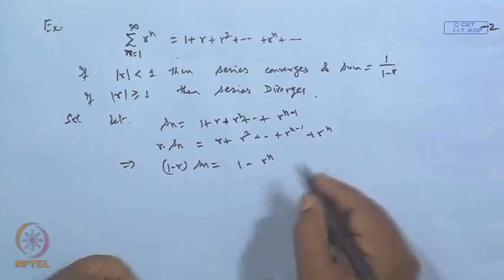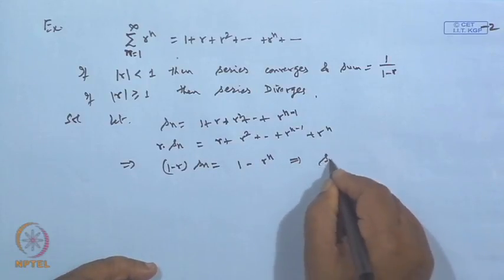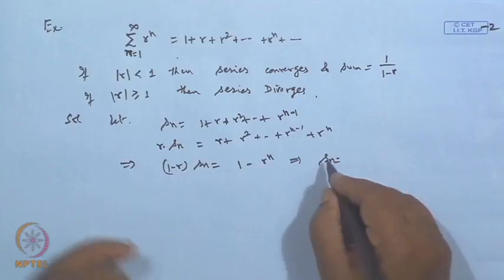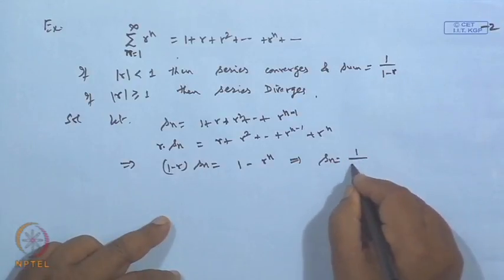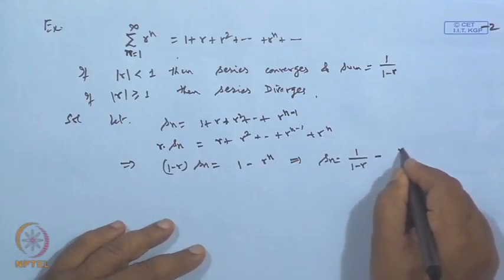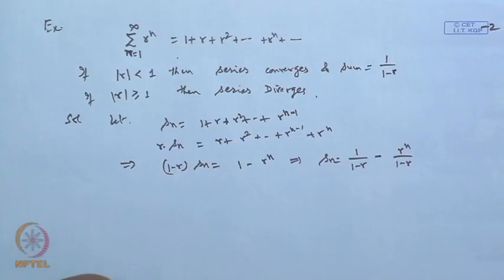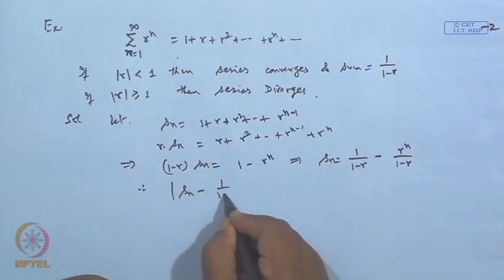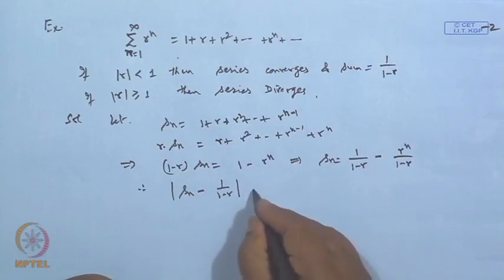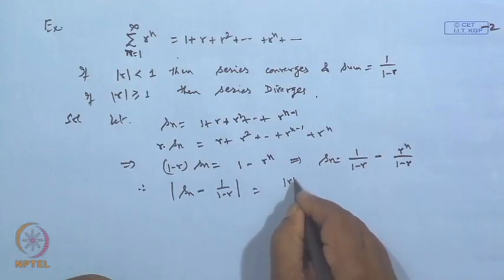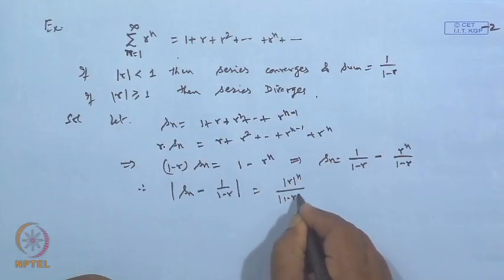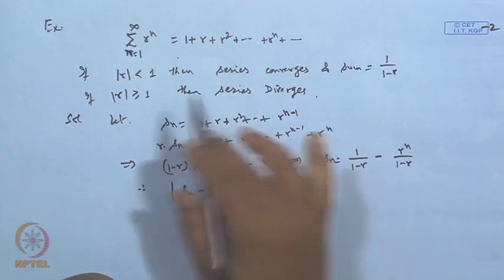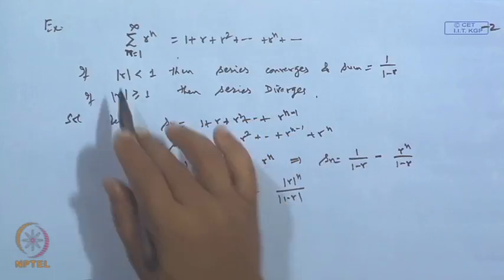So, what we get is S n becomes 1 minus r to the power n over 1 minus r. Okay. So, consider mod of S n minus 1 over 1 minus r, that is equal to mod of r to the power n over mod of 1 minus r. Now, r I am choosing fixed, but it is less than 1.